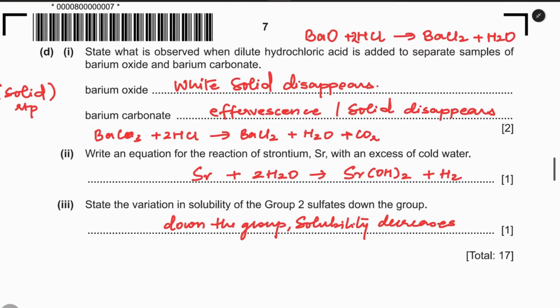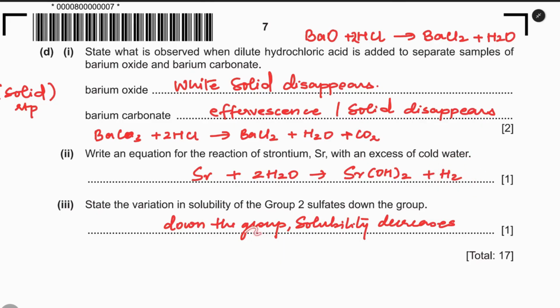Second question. Write an equation for the reaction of strontium with an excess of cold water. So for strontium, we take an excess of cold water, and this will give us nothing but the hydroxide along with hydrogen gas. As you can see, strontium comes under which group? It comes under group 2. So group 2 metals react with water to form the metal hydroxide along with hydrogen gas liberation. So we can add OH as the hydroxide ions, and over here hydrogen gas.